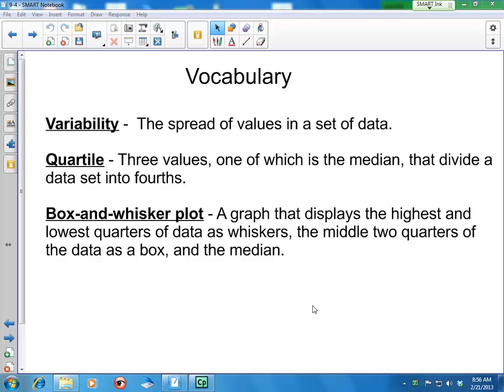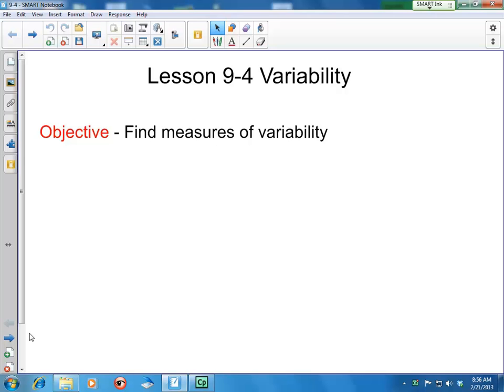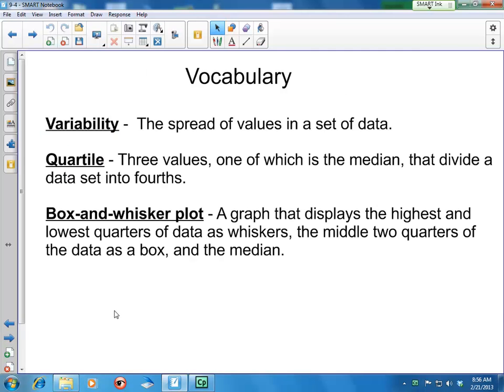All right, today we are going to be talking about variability. And we do have three vocabulary words. The first one is variability, which is the spread of values in a data set. And a data set just means a set of numbers.